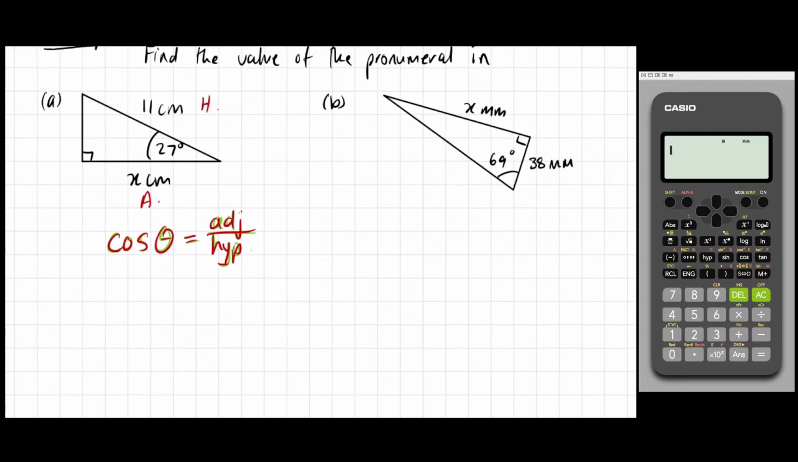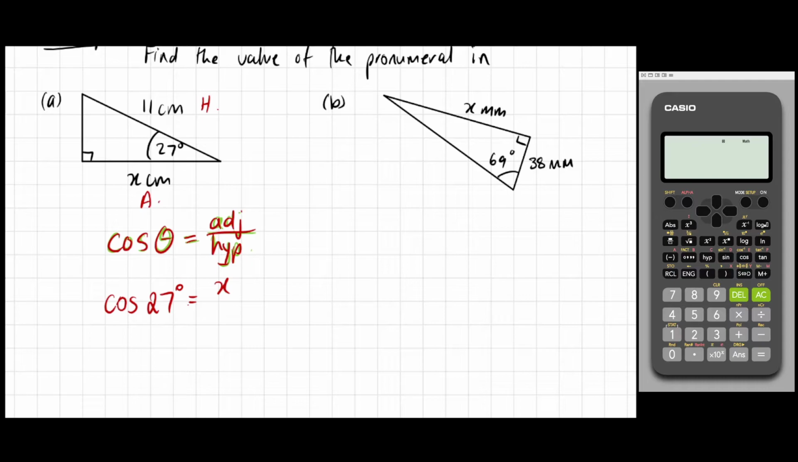Okay, so let's substitute the values that we know. Our theta value is our angle. So the thing that goes next to the cosine, we're going to be replacing with our angle that we know. In this particular problem, our angle is 27 degrees. So I'm going to be replacing theta with 27 degrees like this. My adjacent value, I don't know what it is, but I'm going to replace it with the pronumeral that I'm trying to find. In this case, it's my x value. So my x goes up the top like this.